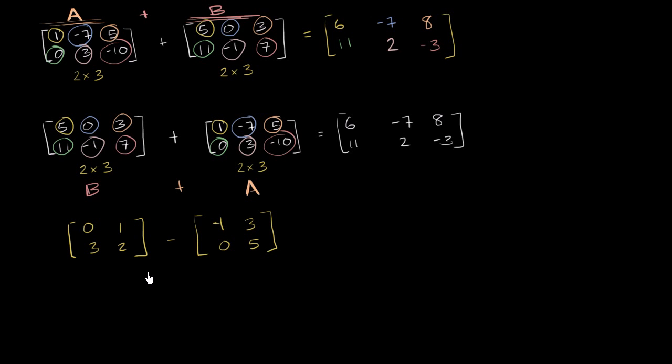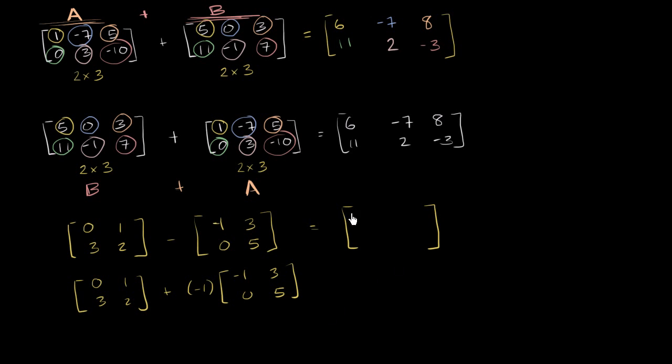In fact, you don't even have to define matrix subtraction. You can let this fall out of what we did with scalar multiplication and matrix addition. We could view this as the exact same thing as taking 0, 1, 3, 2, and to that, we add -1 times -1, 3, 0, 5. And if you work out the math, you're going to get the exact same result as just subtracting the corresponding terms.